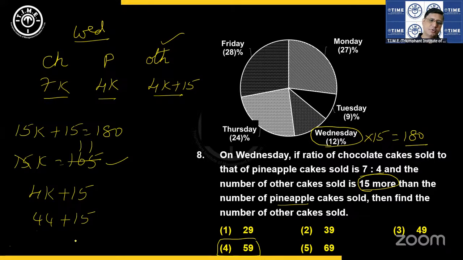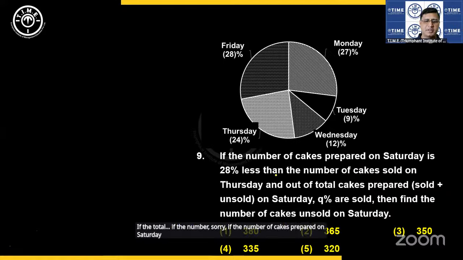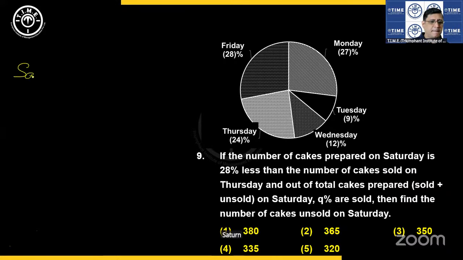Shall we move to next example? Now look at the next question on your screen. If the number of cakes prepared on Saturday is 28% less than the number of cakes sold on Thursday. Saturday. Number of cakes prepared and number of cakes sold.